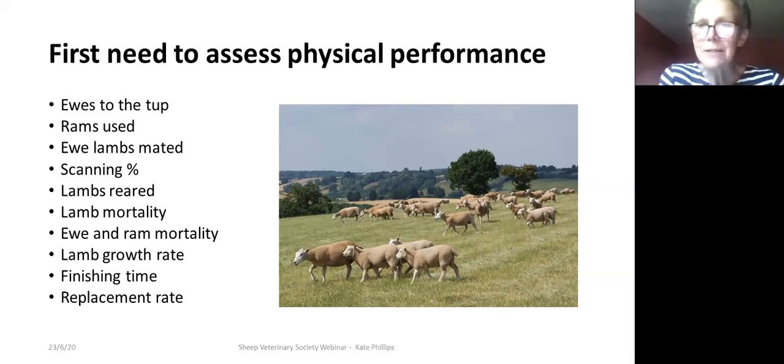Right, so to make a good start on looking at physical and financial performance of a flock, we really need to start with the numbers. How many animals have gone to the tup, how many rams are used, how many ewe lambs were part of that flock, because that obviously will impact on the scanning percentages. How many lambs are reared, what mortality we've got, ewe and ram mortality, performance in terms of lamb growth rate, how long lambs are taking to finish, and how many replacements are needed on the farm. So these sorts of things really set the scene for putting the costs in context relative to the performance of the flock.